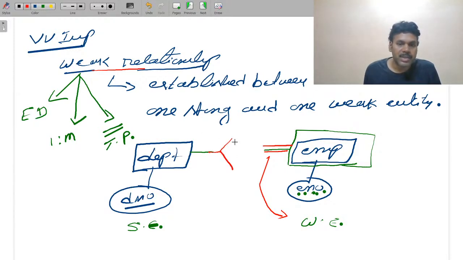So this is a normal strong relationship. As you are coming with a total participation on the other side, then this relationship is going to be a weak relationship.